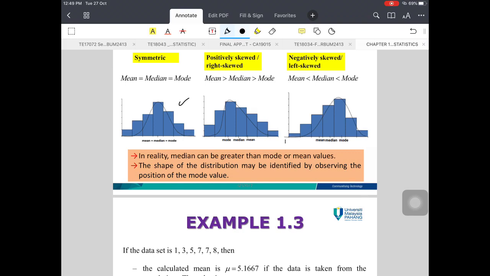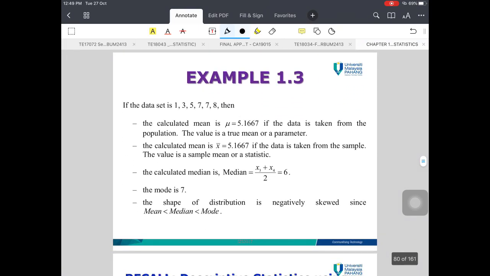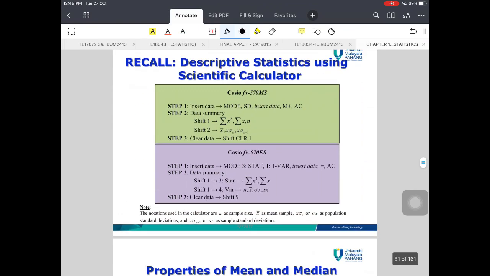Okay, the shape of the distribution may be identified by observing the position of the mode value. So you can see the main thing is you refer to the mode value. Okay, you may do this example here, right?